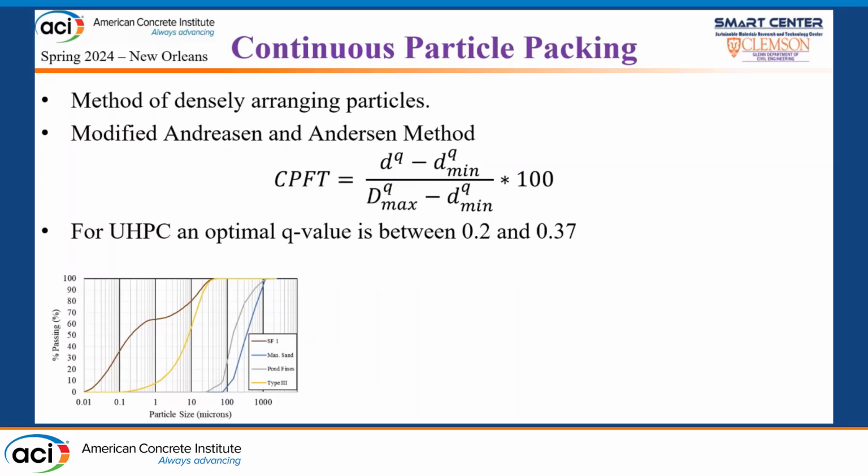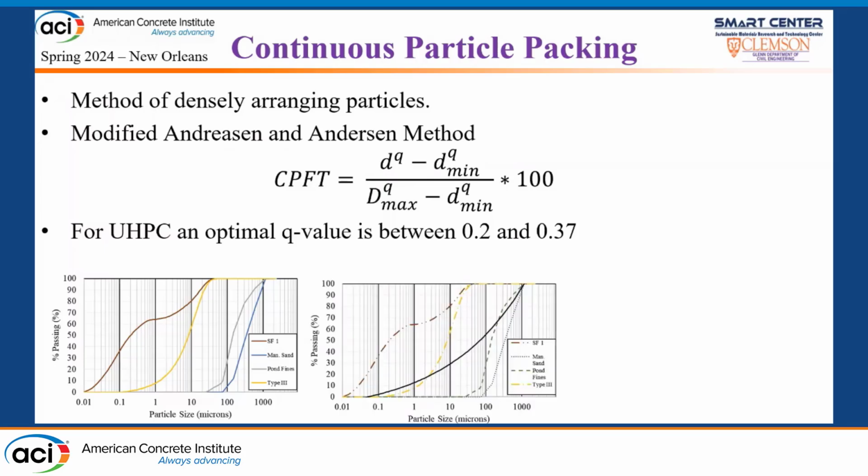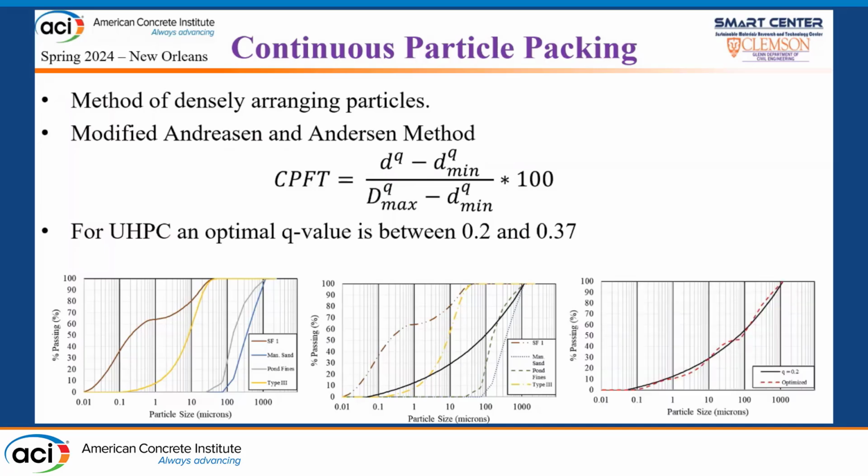And the process is pretty simple. You'll input all your different particle size distributions. You'll add a curve that you see in black here. That's going to be essentially the line you're trying to match. And then you'll match proportions based on their different particle size distributions.